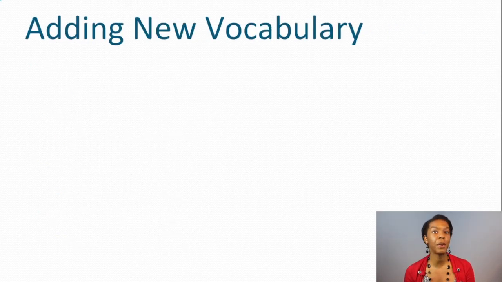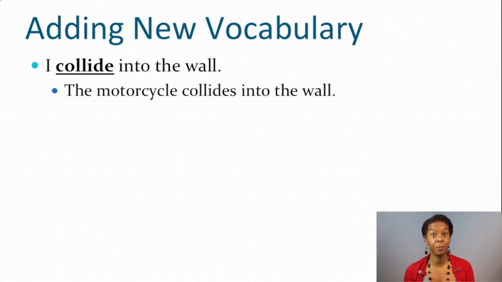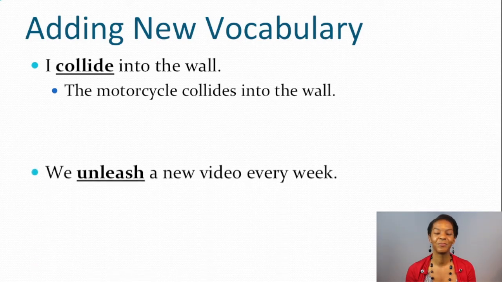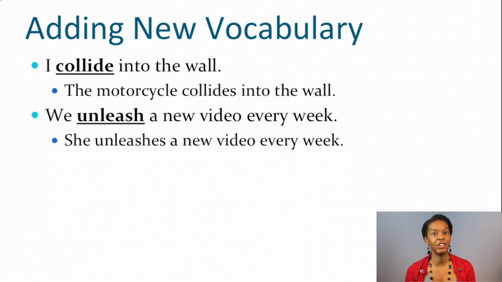So let's try that with a little bit more complex vocabulary. So if I say, I collide into the wall, change that into third person. An example could be, the motorcycle collides into the wall. Now, this one. We unleash a new video every week. Change that into third person. She unleashes a new video every week would be an example.